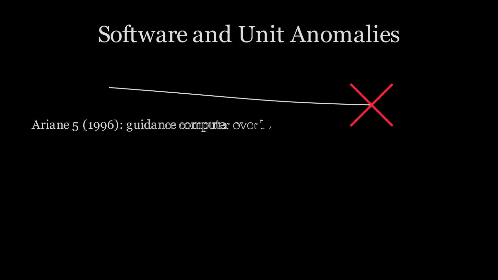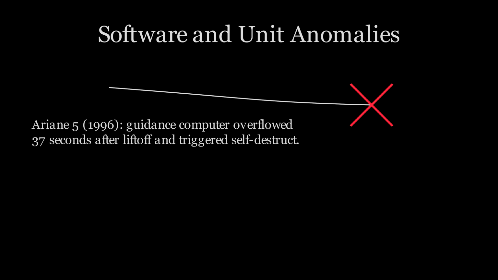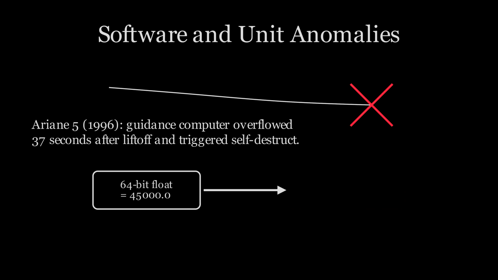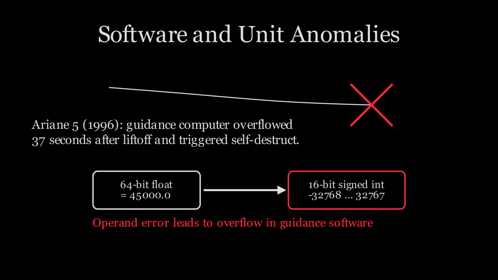Unfortunately, this wasn't an isolated case. After $300 million in just 37 seconds of flight, the Ariane 5 rocket exploded in 1996. The primary cause was an operand error that occurred when a 64-bit floating point number, representing the horizontal bias velocity, was converted to a 16-bit signed integer value.